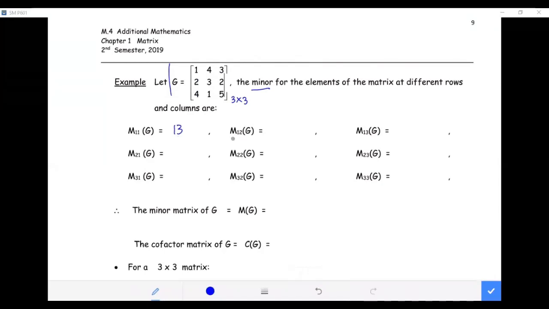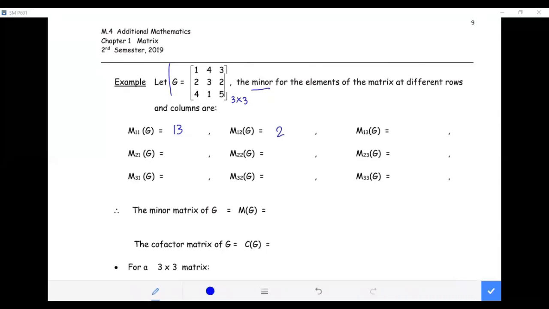Next one, we move to M1, 2. Let's cut row 1, column 2. What you have left is 2, 5, and 4, 2. Cross down, 5 times 2 is 10. Cross up, 4 times 2 is 8. 10 minus 8 is 2. That is your minor 1, 2. No, I made a mistake. Let's find it again. That's 2.